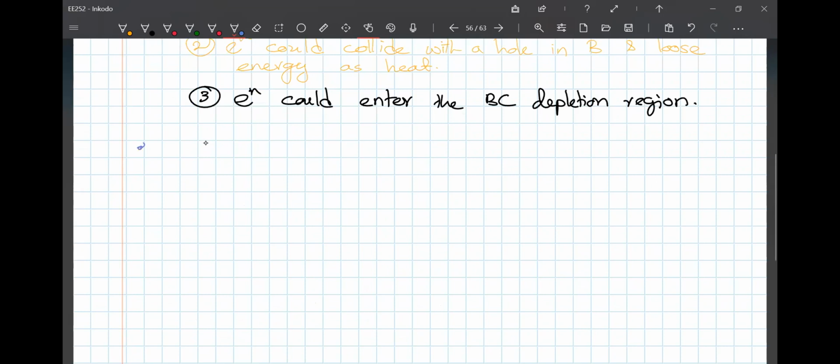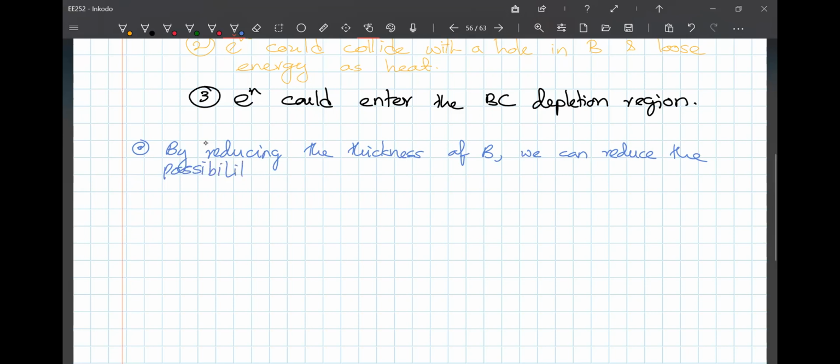Okay, so let me write: by reducing the thickness of the base, we can reduce the possibility of 1 and 2 above, and increase the chances of 3.